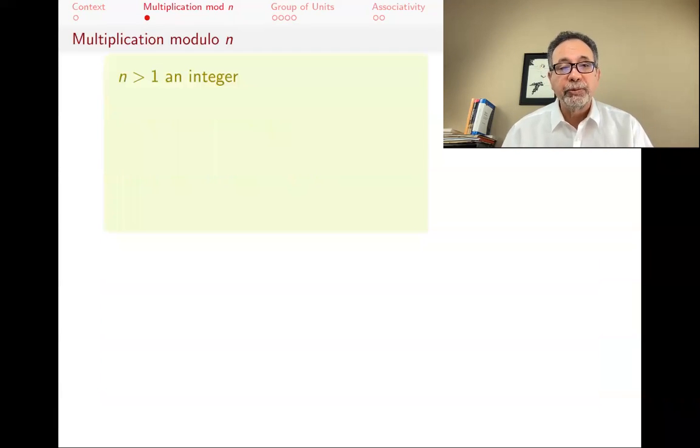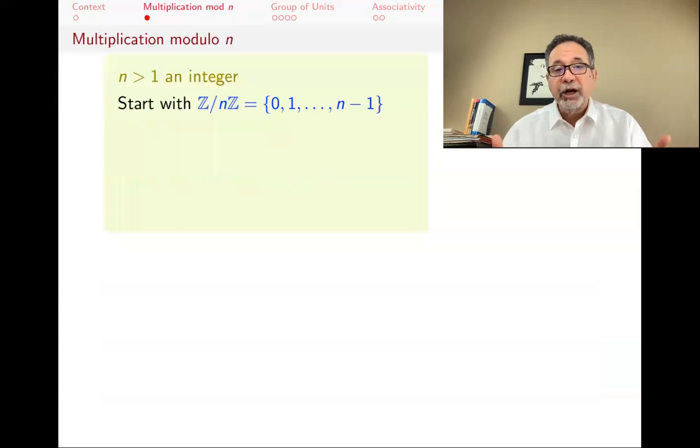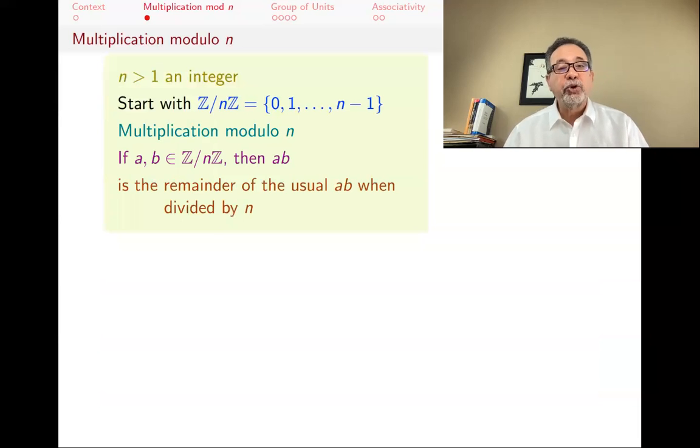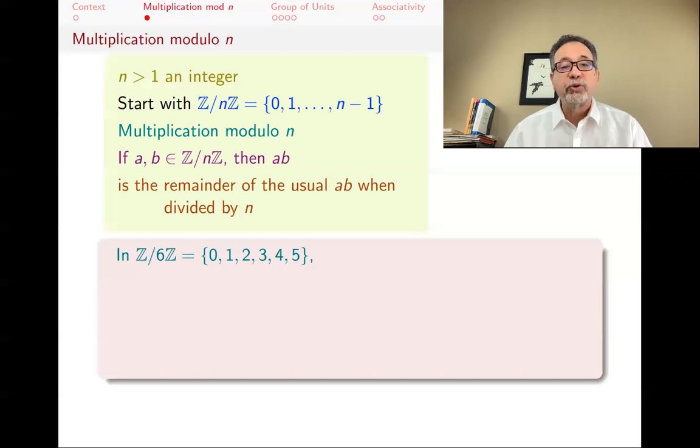First, let's talk about multiplication modulo n. You start with an integer greater than 1, and Z mod n Z again is 0, 1 through n minus 1. Multiplication modulo n just means that if you take two elements a and b in Z mod n Z, then their product ab is going to be the remainder of the usual product ab in the integers when you divide it by n. For example, Z mod 6Z is 0 through 5.